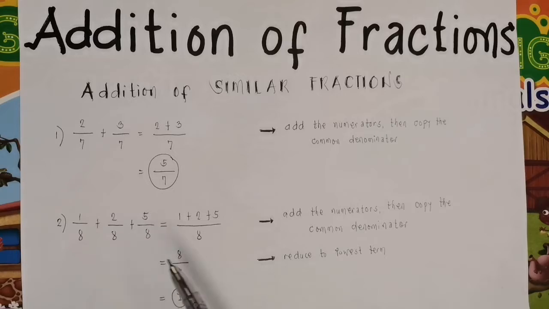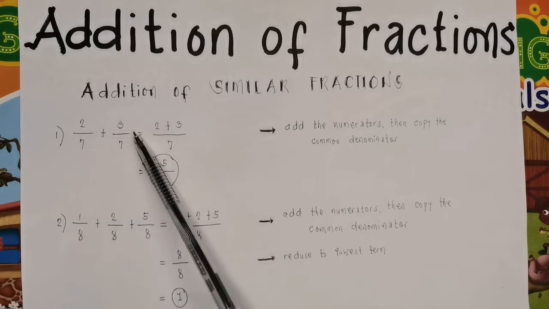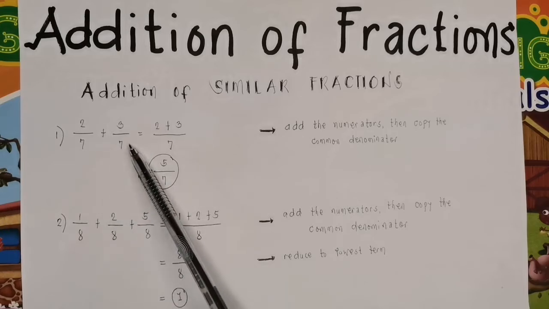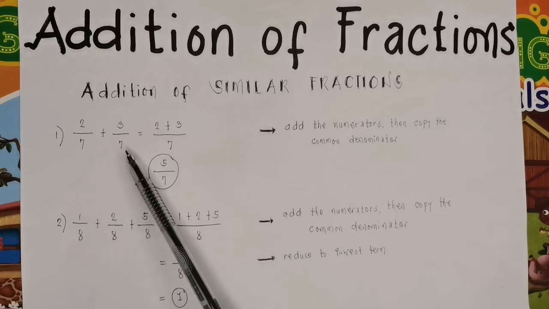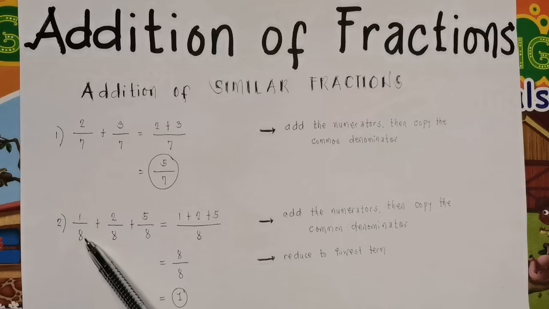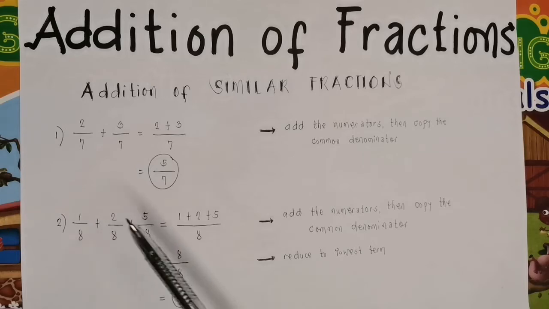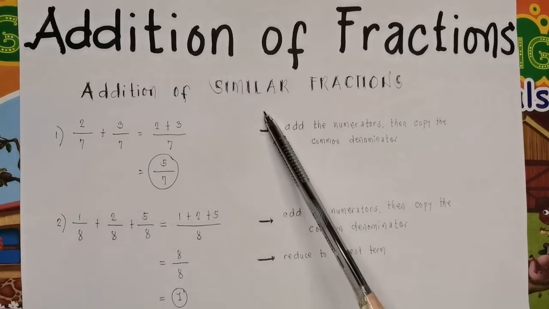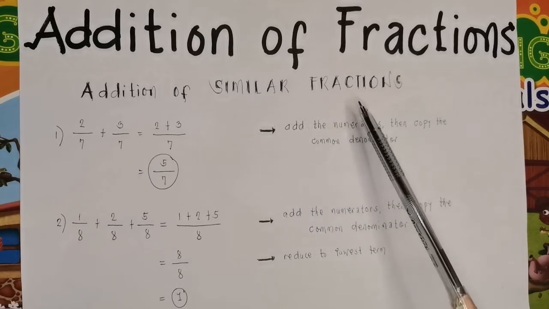Example, we have 2/7 and 3/7. The denominators are the same. We have 7. Next, we have 1/8, 2/8, and 5/8. The denominators are 8. So, they are the same. Therefore, those fractions are called similar fractions.